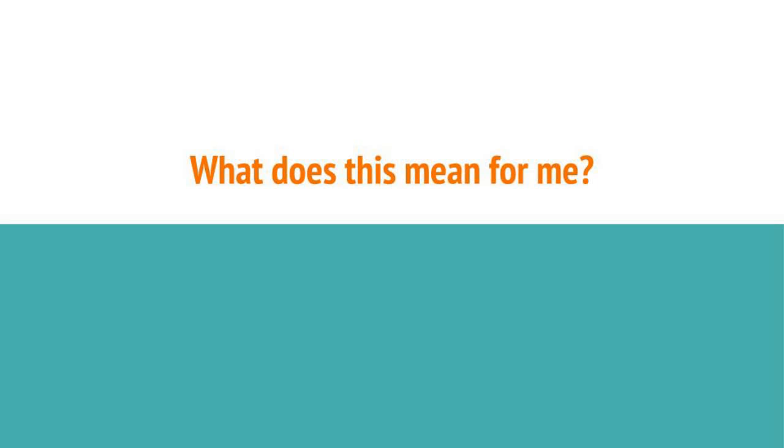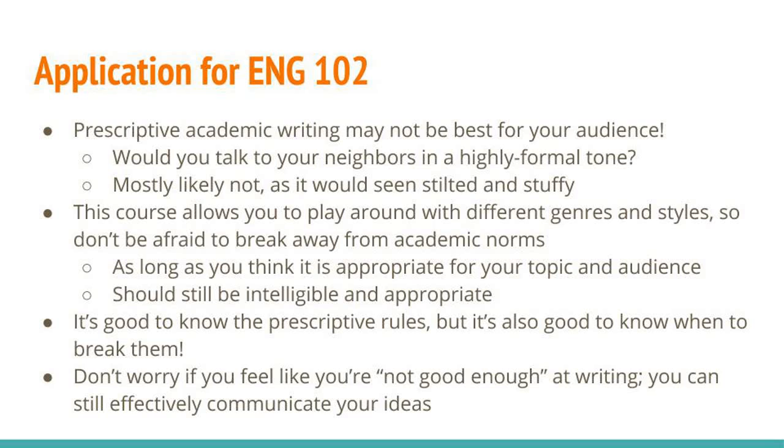So what does this mean for you as students of English 102? In this course, you have the opportunity to play around with different genres and styles that will best reach your audience. Prescriptive academic writing might not be what's best for your audience. If your audience is your neighbors or coworkers, would you talk to them in a highly formal tone? Most likely you wouldn't, as it would seem stilted and stuffy, even though it might be what is prescriptively the most grammatical. It's okay to use language in a different way as long as you think it's appropriate for your topic and for your audience. That being said, it should still be intelligible and appropriate.